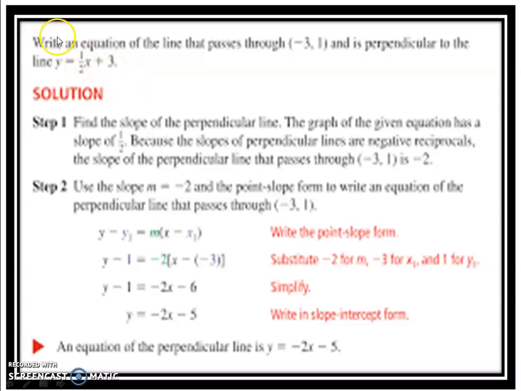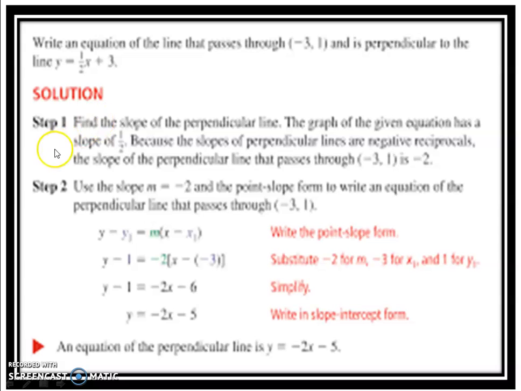Second equation and second question we have to solve. Write an equation of the line passing through (-3, 1) and perpendicular to the line y = 1/2 x + 3. We need the slope of the perpendicular line. The equation's slope is 1/2, because y = mx + c, so m = 1/2. The perpendicular slope is the negative reciprocal, so the slope of the perpendicular line passing through (-3, 1) is -2.